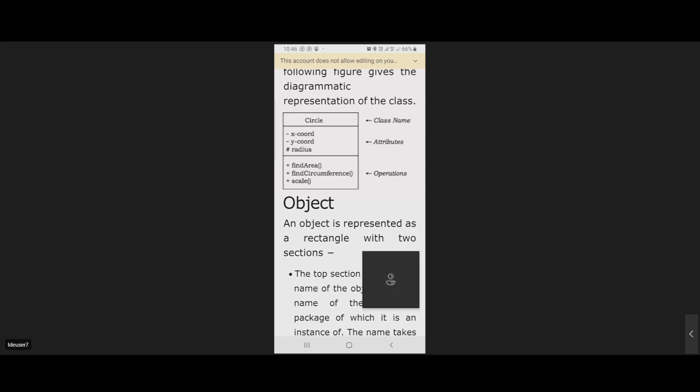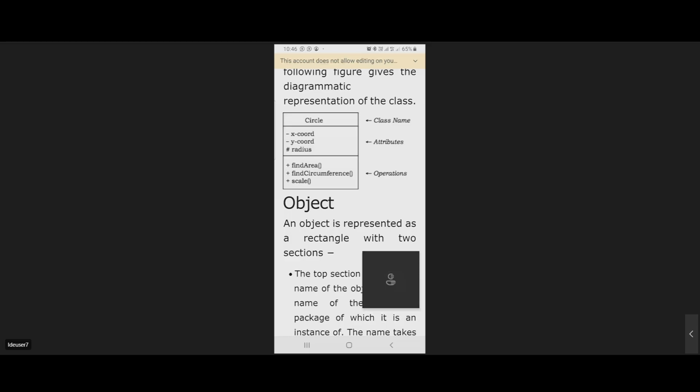The third is the operations of the circle. What operations are we going to perform here? Find area, find the circumference, and scaling the coordinates. All these are led by the plus symbol, therefore they are public scope. So we can access these three methods through the object outside the class because all are defined under the public mode. So this is the diagram view of a circle class, which is clearly given. Top is the name of the class, middle is the attributes of the class, and the bottom is the operations of the class.